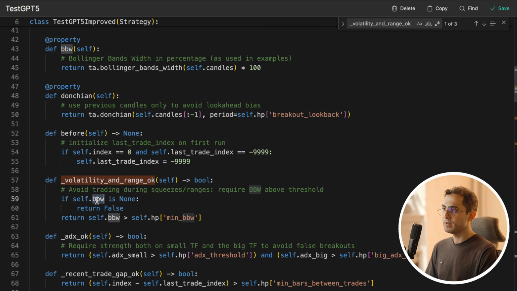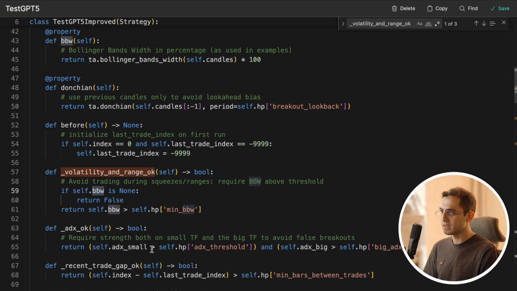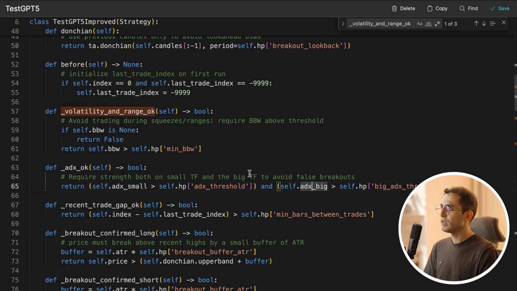So it defined the BBW, which is Bollinger Band's width, and it needs its value to be above a certain value. So this is also really good because when we are in a range market, the value for the Bollinger Band's width tends to be low. So this is also a great one. And the next one is ADX, which is simply if the ADX is bigger than its threshold. All right, so it defined 2 ADX for both the current trading time frame and the bigger time frame. So this is really great. All right, so this is perfect.